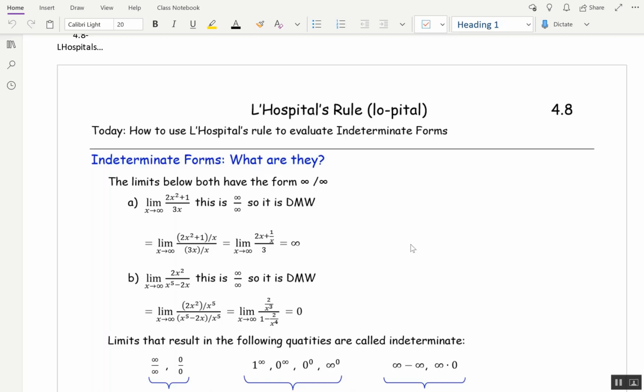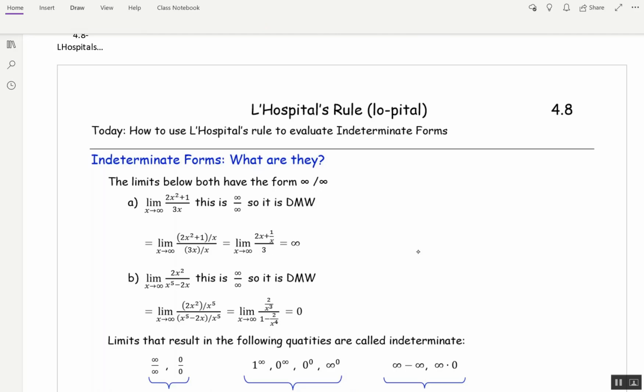Welcome to section 4.8, L'Hôpital's rule. It's spelled L-'-H-ô-p-i-t-a-l. Some people leave the S out, but you say L'Hôpital. And so L'Hôpital's rule is a way to evaluate limits that are infinity over infinity or 0 over 0.